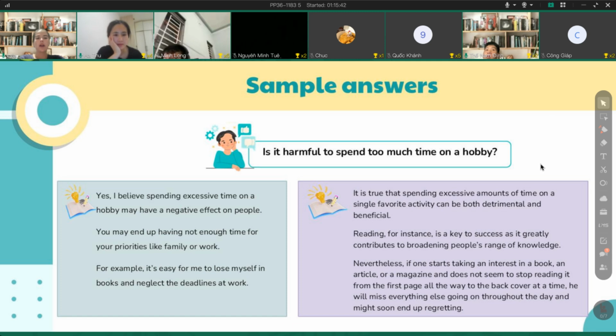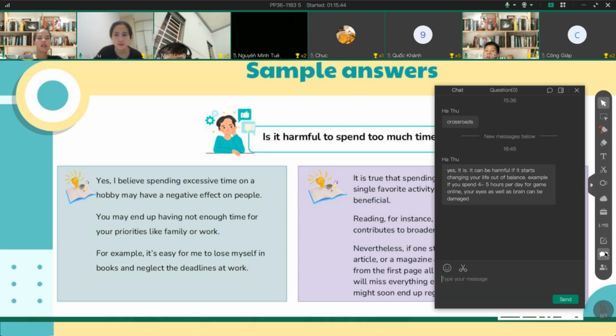Okay, I hope you guys can see that this is a good broad answer. I just want to look at Jiap's answer. Yes, it can be harmful if it starts changing your life out of balance. Example, if you spend 4 or 5 hours a day gaming online, your eyes as well as your brain can be damaged. That's perfect. You gave your answer, you explained why you said that, and then also you gave an example of the damage that could be done. Okay, so that supports your answer. That's perfect. Thank you, Jiap.